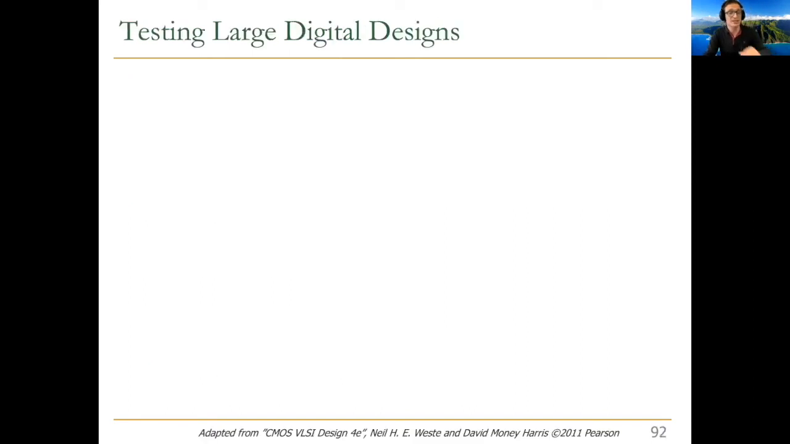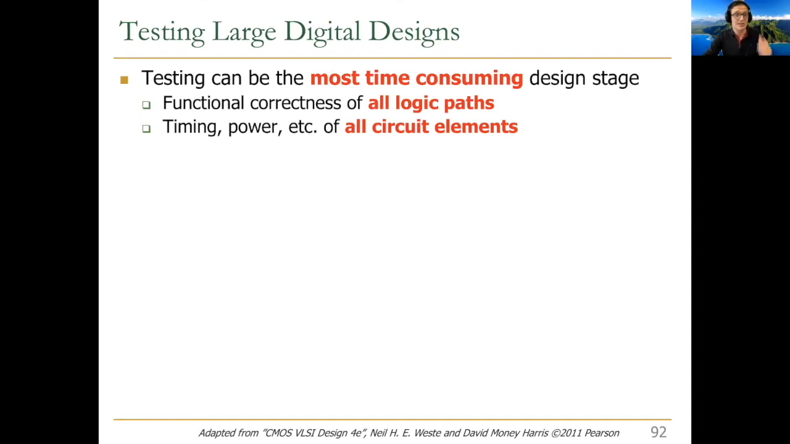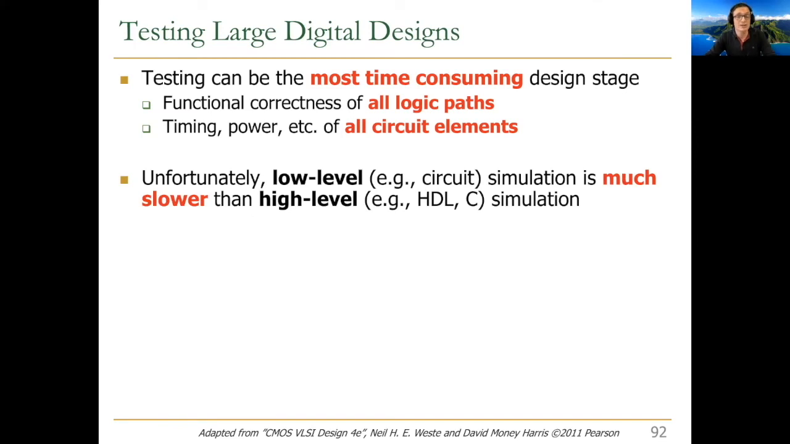So this brings us to testing large digital designs. Testing, as I said at the beginning of this lecture, can be the most time-consuming design stage. You need to ensure functional correctness of all logic paths. You need to ensure timing, power, etc., of all circuit elements are within the bounds and they're correct. Unfortunately, low-level simulation is much slower than high-level simulation. So circuit-level simulation, SPICE simulation, is much slower than Vivado or C-level simulation.